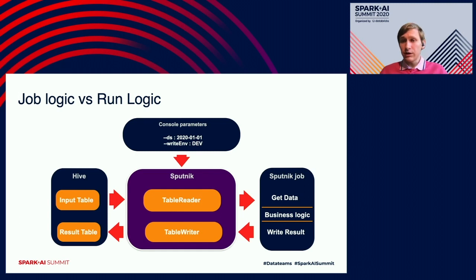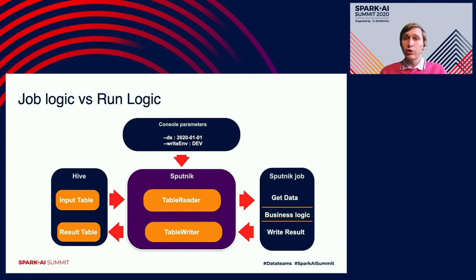You are getting your data from Hive, you are running some business logic, and you are writing your result. When you are getting your data, you are not reading directly from the Spark API or the Hive API, you're reading from the Hive table reader, which is part of Sputnik. This table reader takes into account console parameters which were passed during this run of the job, for example, the parameter for which date we are running this application. So Sputnik, reading this data from the Hive table, takes into account what kind of run of this job we are making.